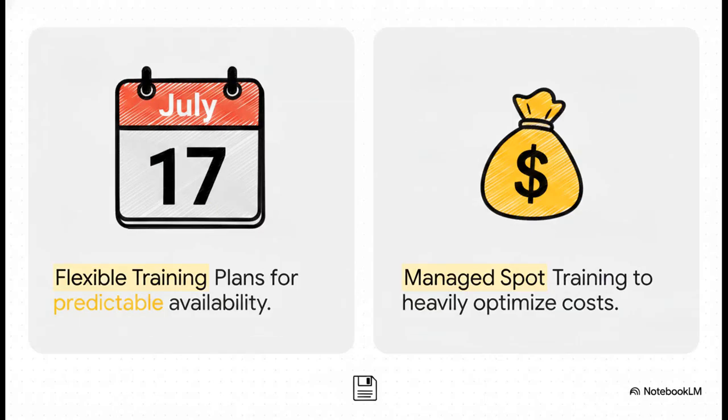Now, when you go to secure capacity for those P6 B200 instances, you've got to balance cost and reliability. You've basically got two routes. You can use flexible training plans if you want predictable, continuous availability, or if your workloads are fault-tolerant, you can use managed spot training to heavily optimize your costs. You just have to make absolutely sure you are saving your checkpoints to S3.